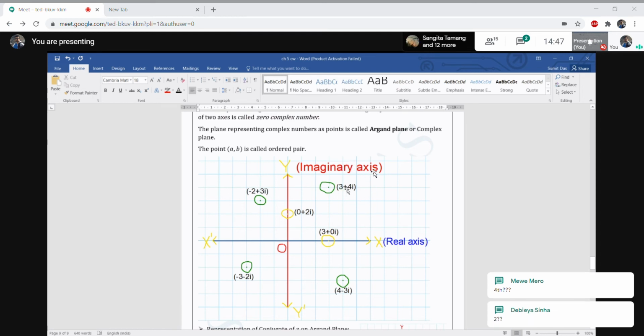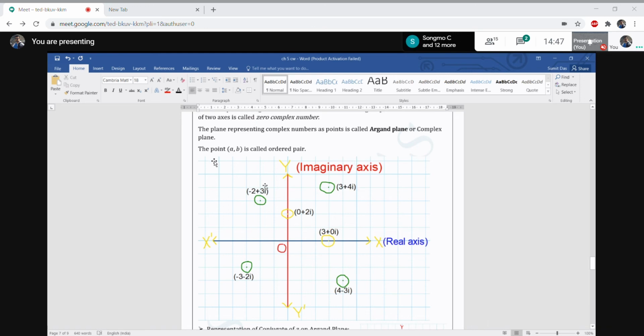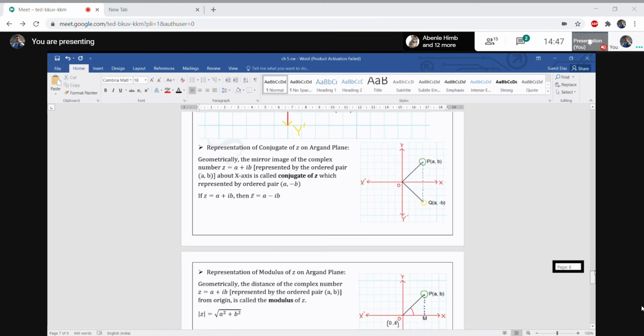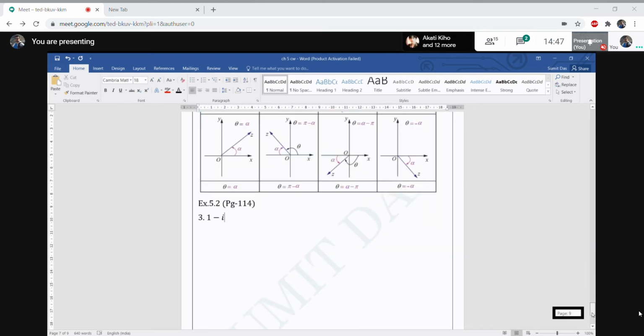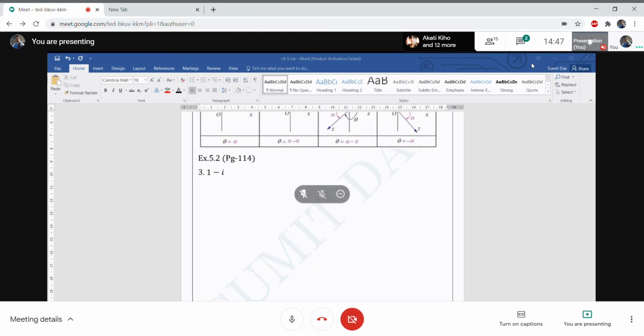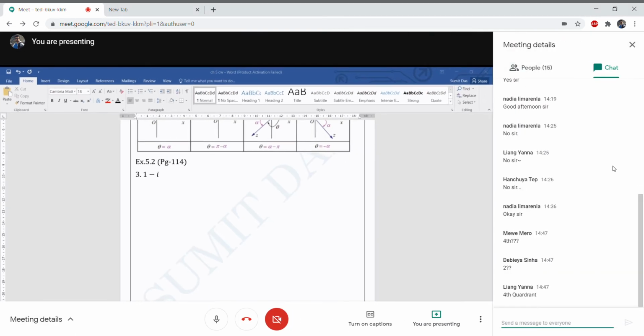Look, 3 plus 4i will be in the first quadrant, because the real part and the imaginary part are both positive. If the real part is negative and the imaginary part is positive, it is in the second quadrant. Minus minus is the third quadrant. Plus minus is the fourth quadrant. You already learned this. Anyone? Yes, fourth quadrant.